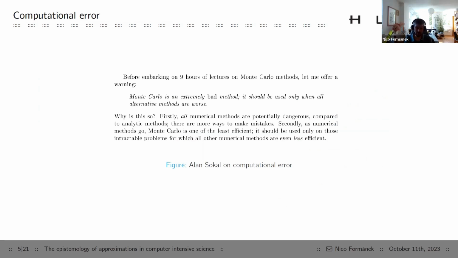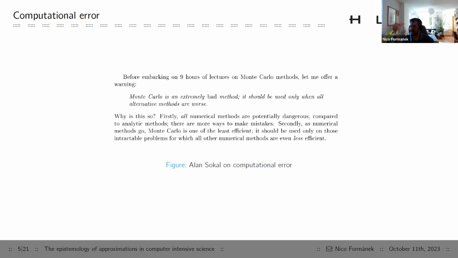So, of course, not all is golden, and I really like this quote by Alan Sokal in his lecture on one of the very popular and often employed numerical methods called Monte Carlo. He has these lecture notes where he right away says, well, Monte Carlo is a very bad method. You should not use it. And numerical methods in general are dangerous. So if you can avoid using them, you should avoid using them.